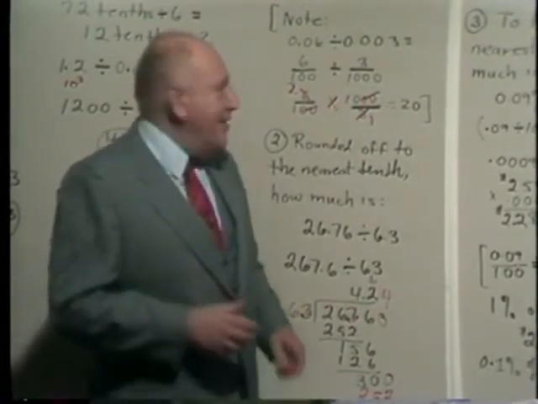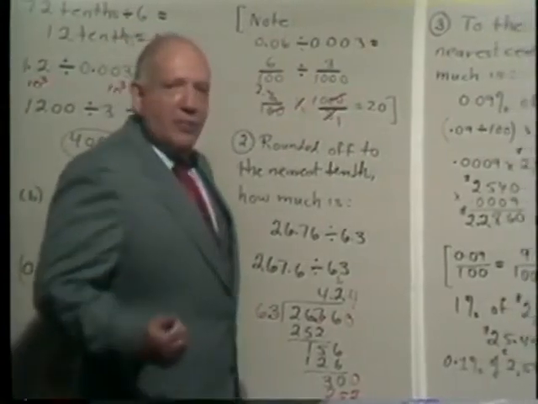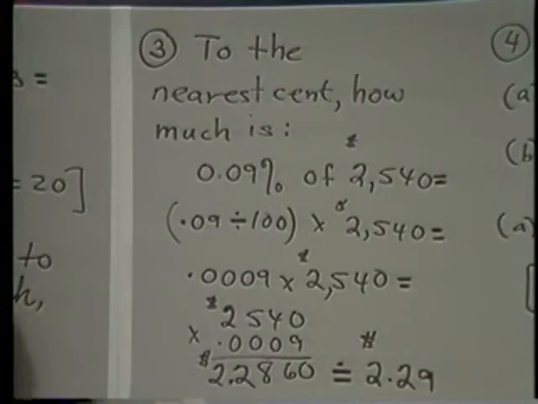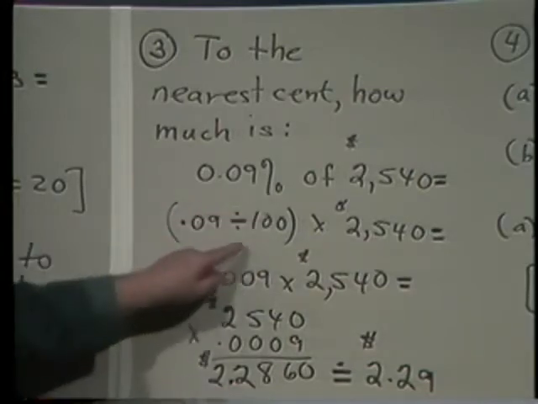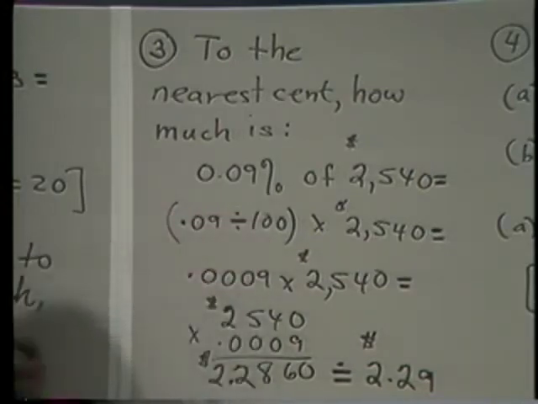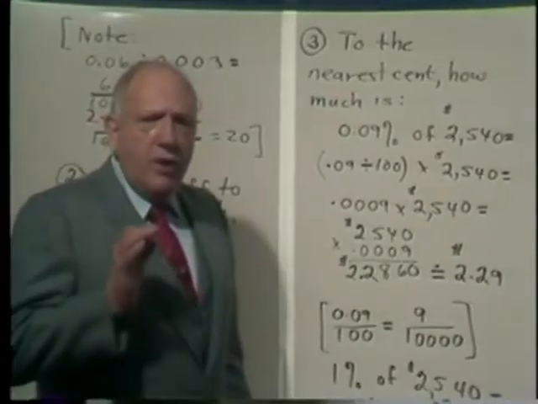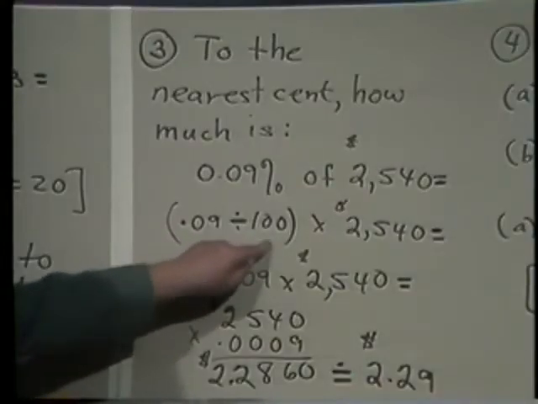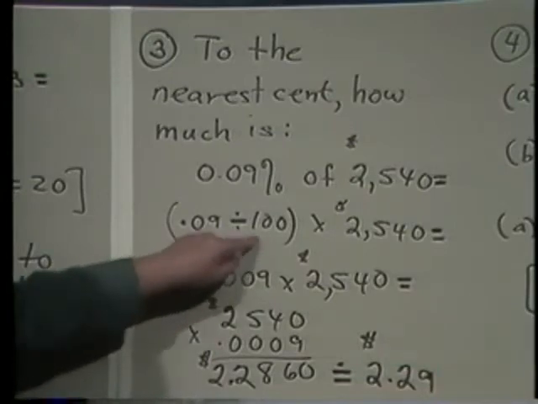At any rate, let's continue on, and let's apply this now to a money problem where people become more interested in this. To the nearest cent, how much is 0.09% of $2,540? And again, nothing has changed here except the fact that we can do this as a decimal problem now. See, percent still means divided by 100. And you see how we use the same definitions, just like a language. We learn what a term means, and we use it that way all the time. See, percent means per 100, divided by 100. So we have 0.09 divided by 100.